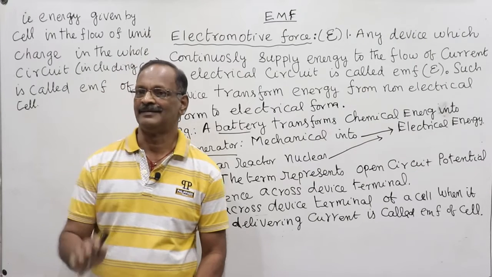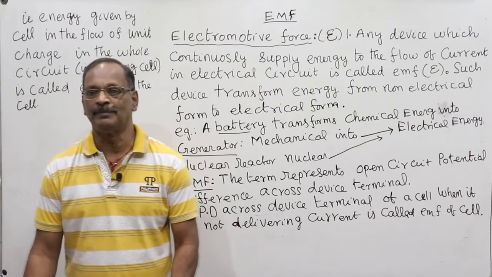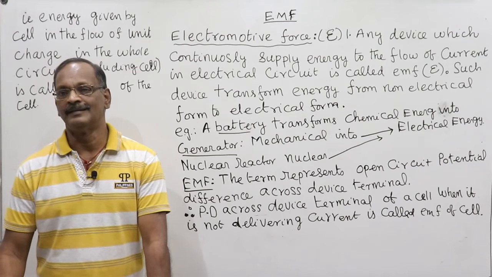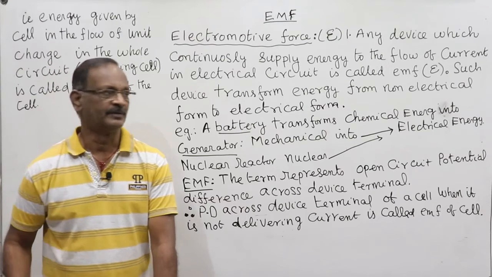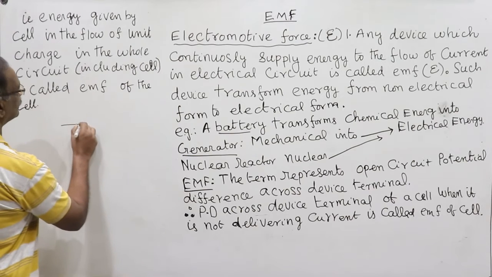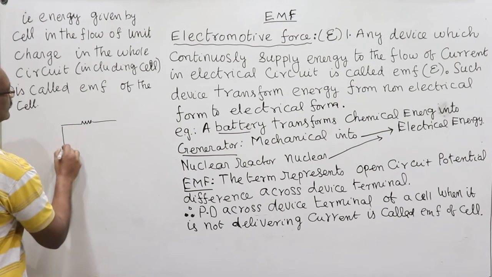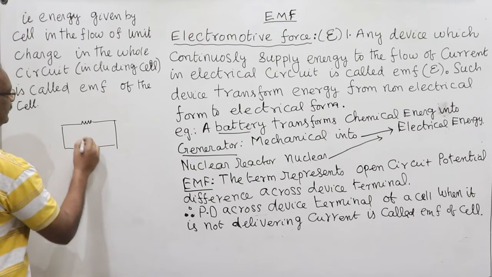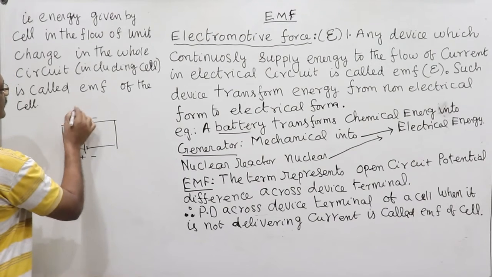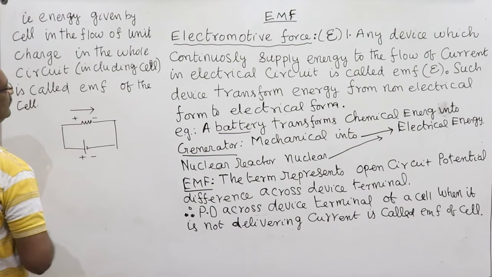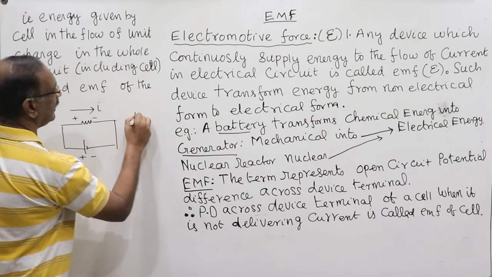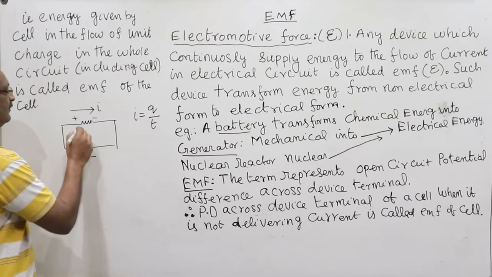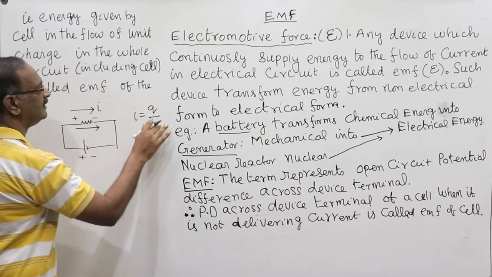Any device which can continuously supply energy to the flow of current in an electric circuit is called electromotive force. Suppose there is a circuit with a resistor, with a positive potential side and a negative potential side, the higher potential being positive. So current will flow from here to here. Since I is equal to charge in a given time, current is the charge flowing in a given time.